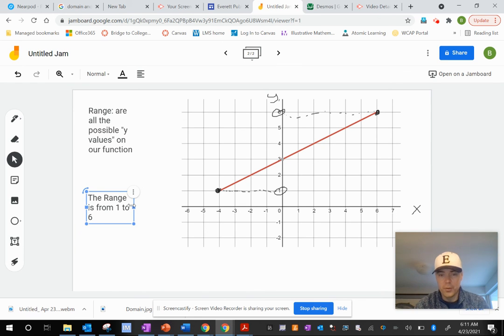You could write this a multitude of different ways, but for now, let's just stick with writing it as a sentence. Okay, so these are the possible y values, and notice that this is a straight line, right? It's not chunked into pieces, or dots that are disconnected. So this means all the little decimal values in between the 1, the 2, the 3, the 4, the 5, and the 6, all those tiny values are all part of our range.